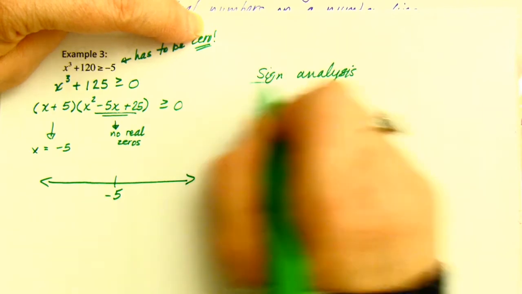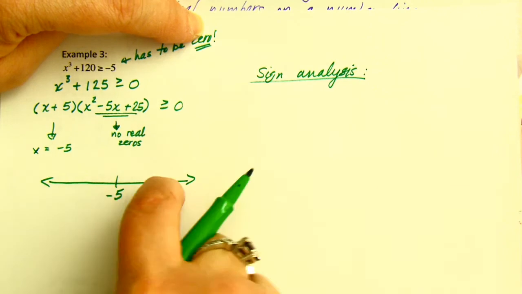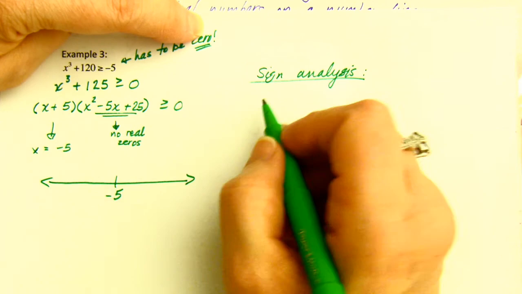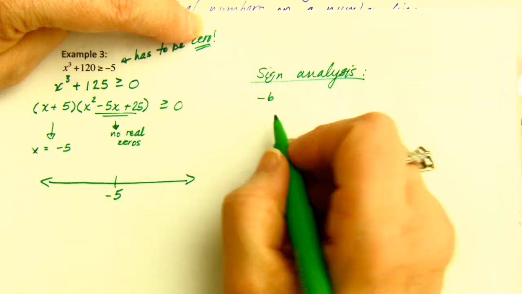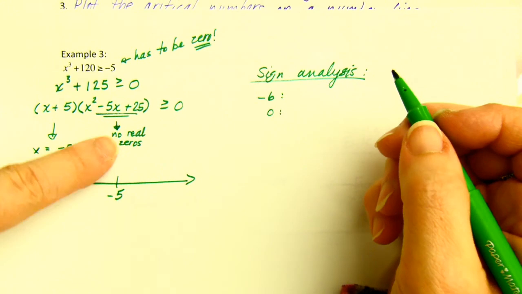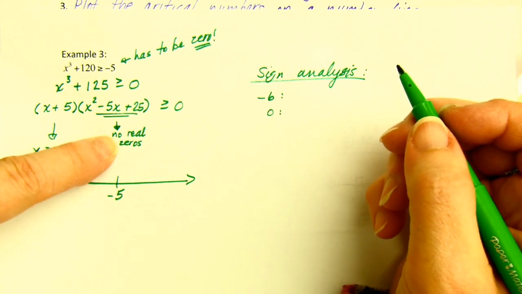If I have one critical number, I have two intervals. To the left of -5, pick a -6. To the right of -5, pick a 0. It's easy. I already factored it. Remember, I'm not going to get any zeros here. Well, I still need the sign, though.